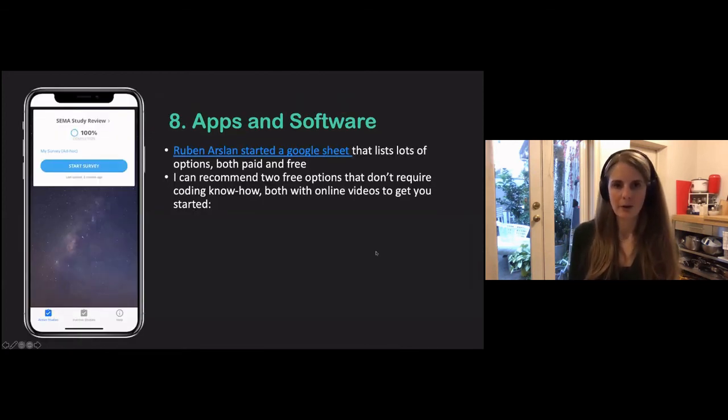Briefly moving through, there are many, many, many apps and software for this kind of stuff out there. This is a Google Sheet started by Ruben Arslan. It has a list of many of them. A lot of them cost money, which is great if they do what you want. But these are 2 free options that don't require you to code and both have online videos to get you started.